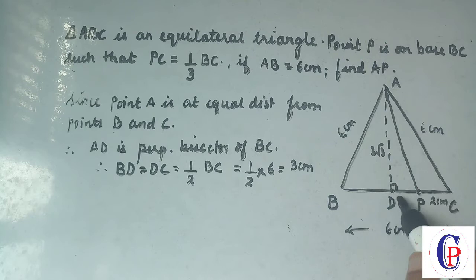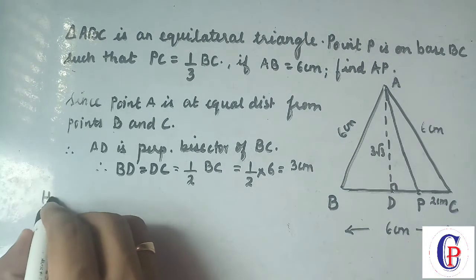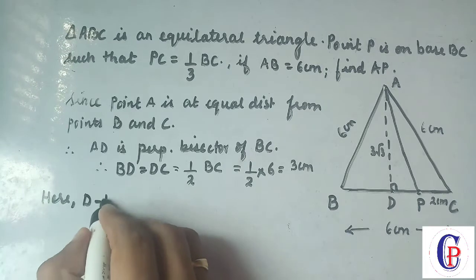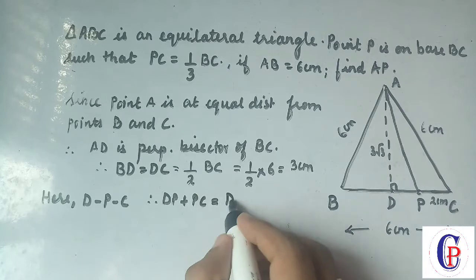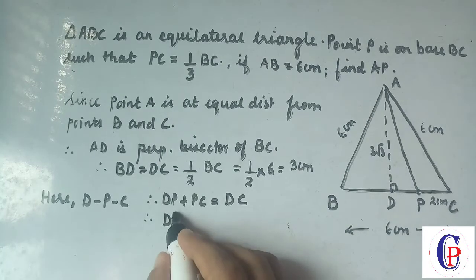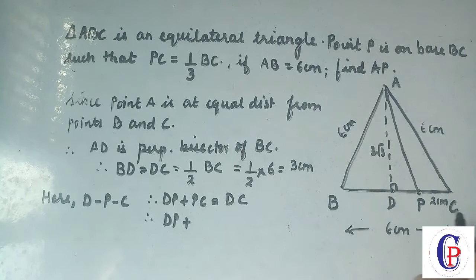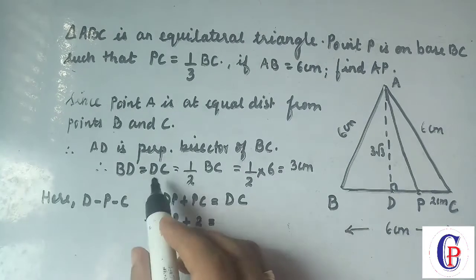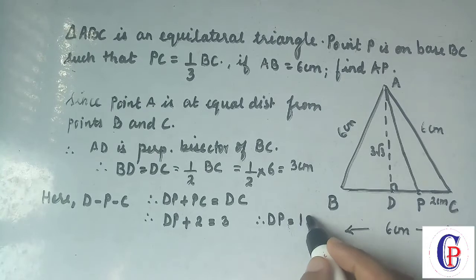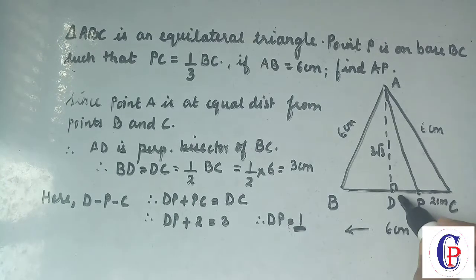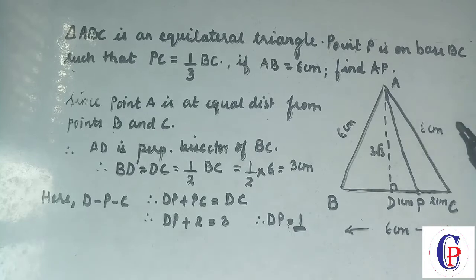D to C. So of course DP is 1 because 1 and 2 is 3. So we can write here D, P, C. Therefore DP plus PC is equal to DC. Now DP is what we have to find, PC we have got, 2 from the previous calculation, and DC is 3. Okay, so therefore DP is 1. Okay, so this became 1. So now what is left? Apply Pythagoras theorem in this triangle ADP. You will get the value. Okay.